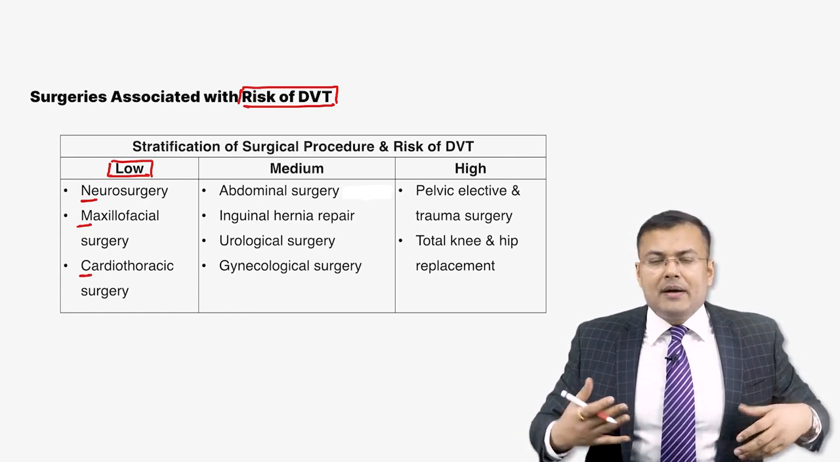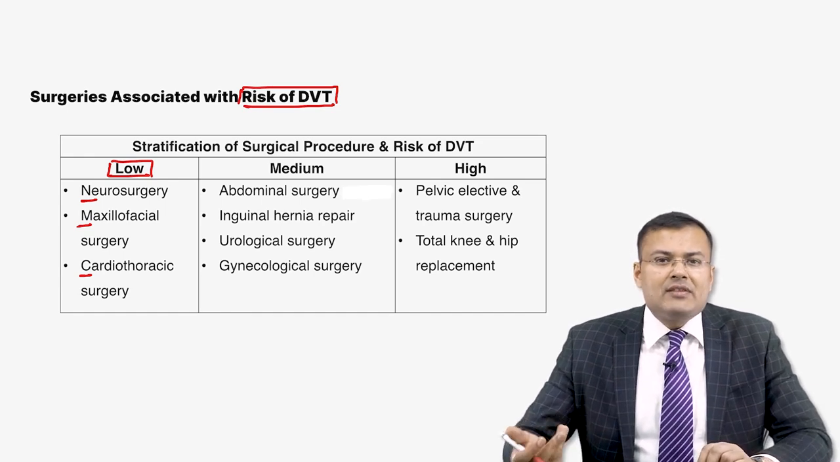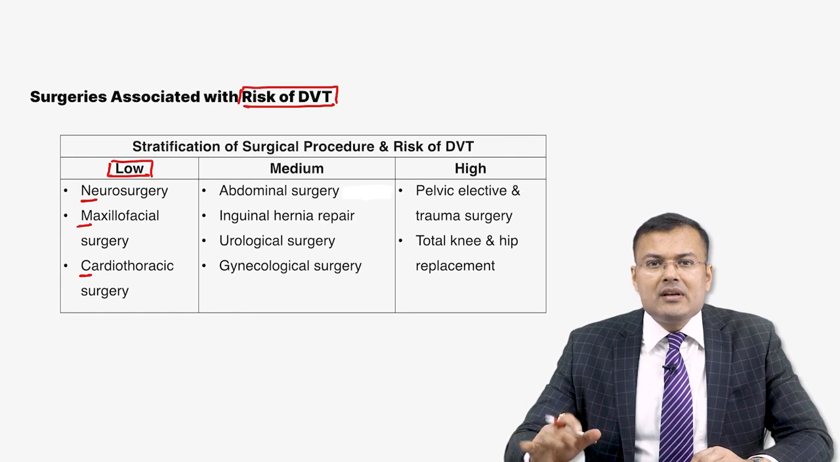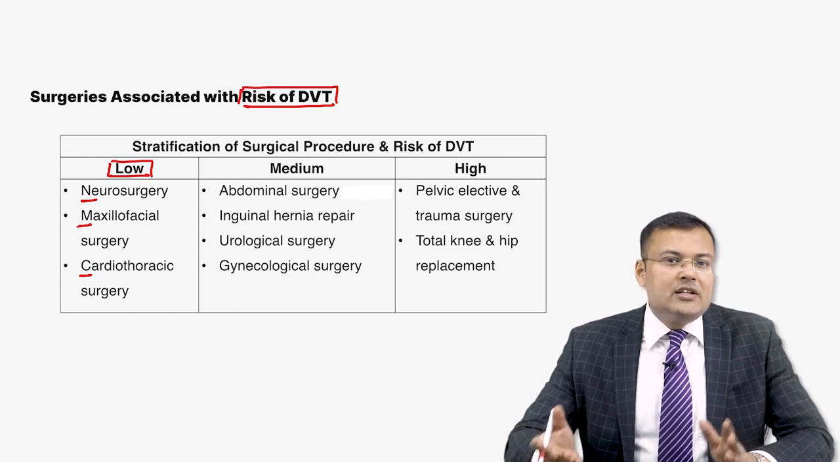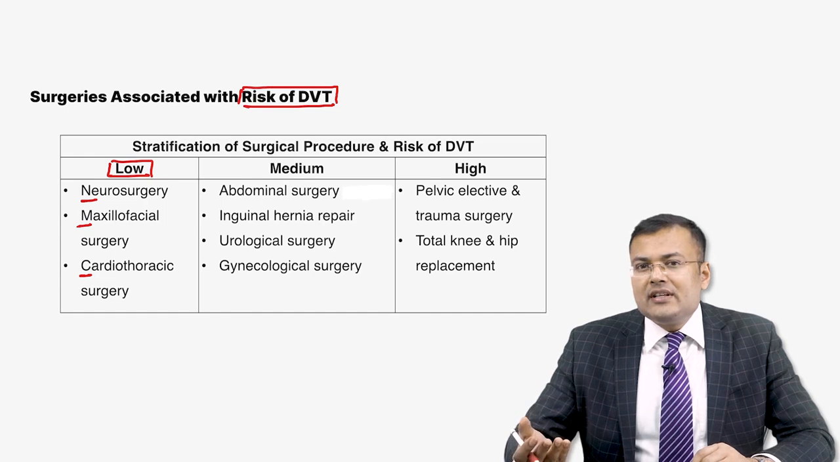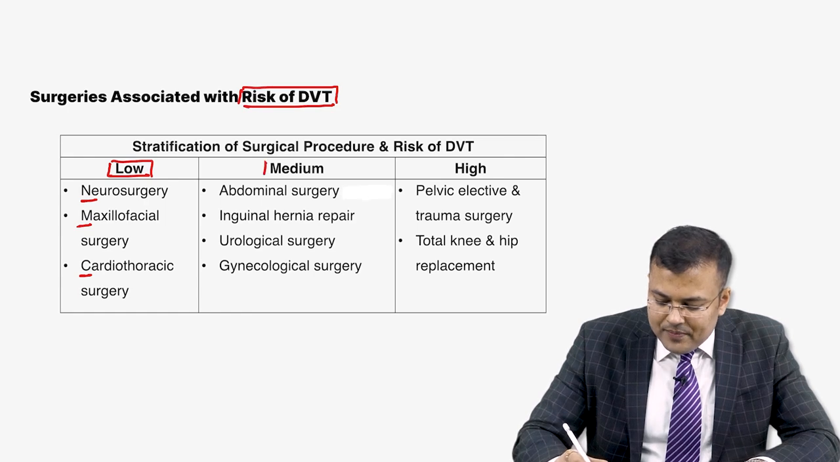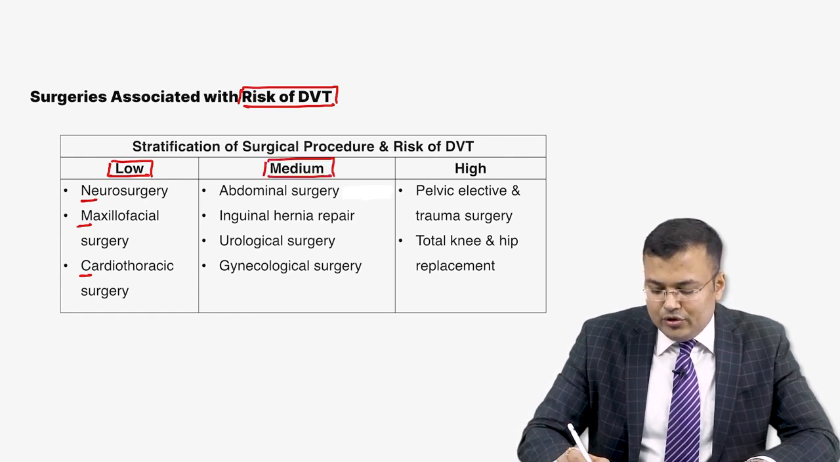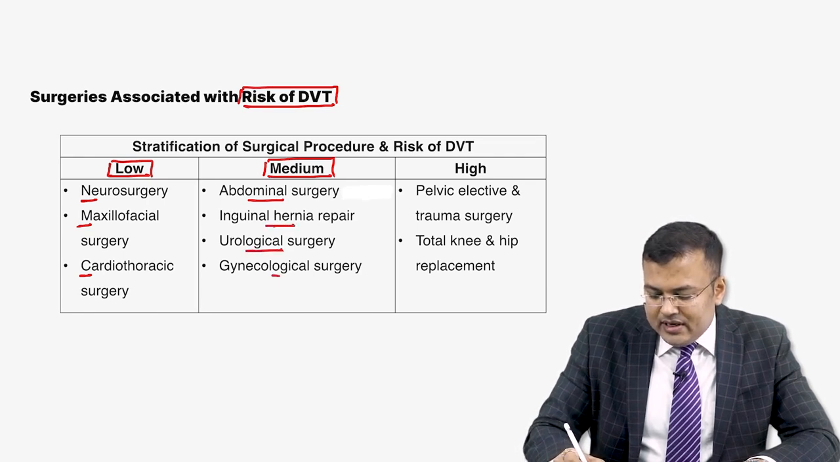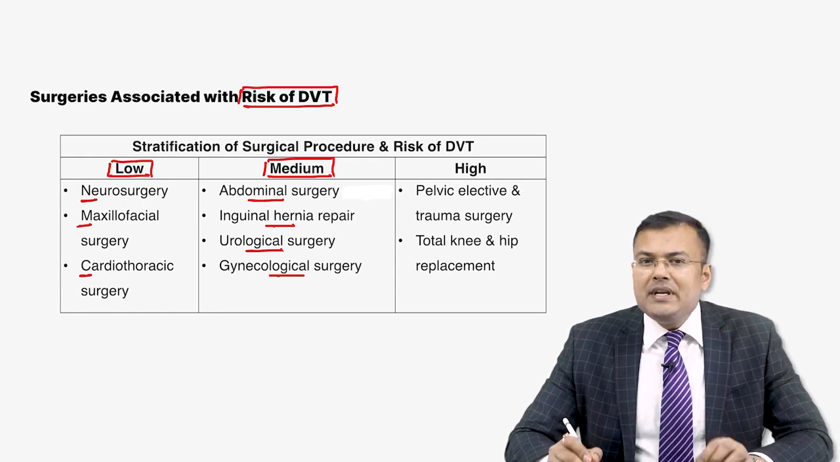Now come below the diaphragm. Below the diaphragm there is the abdomen, and after the abdomen there is the pelvis. So what happens? Abdominal and pelvic general surgery, urological surgery and gynecological surgeries have medium risk. So you can see here abdominal surgery, inguinal hernia, urological surgery, gynecological surgery. These have medium risk.